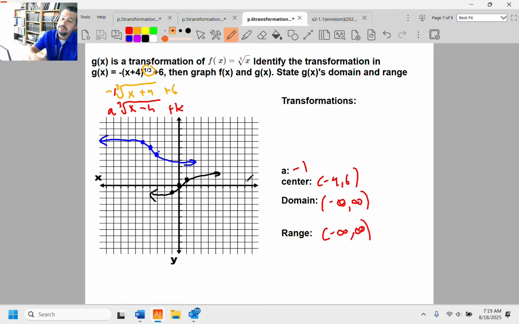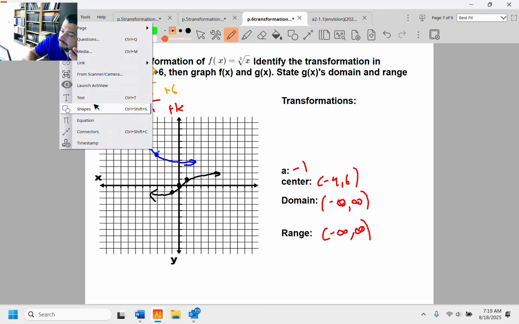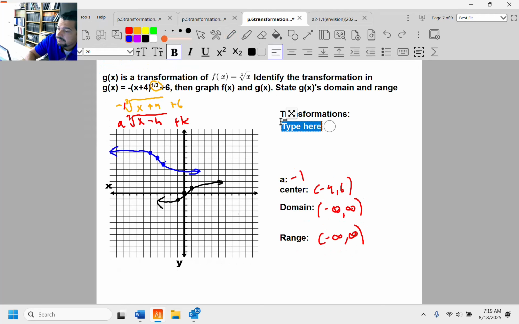So the transformations present are, there's three of them. The first one, the kid's been flipped, that's a vertical reflection. The next one comes from h. h was -4. Well, that's going to be a horizontal shift of left 4. And k was 6. That's a vertical shift up 6.